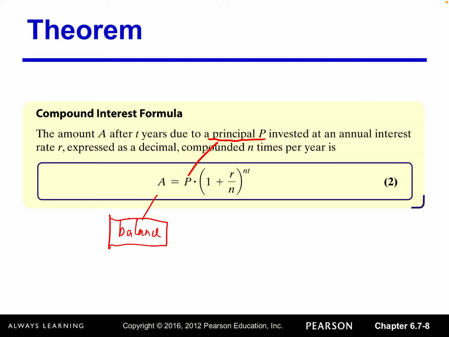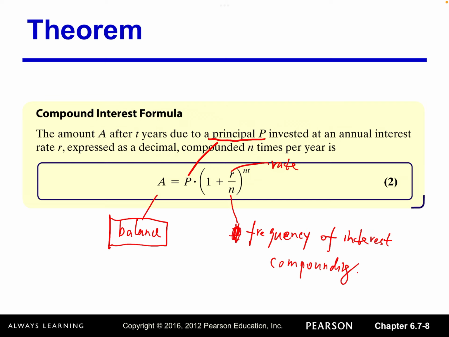R is still the annual interest rate, which is a percent number. N represents the number of times, or the frequency, of compounding. Interest is compounded how many times? So that's the frequency of interest compounding, or in other words, the number of times the interest is compounded.